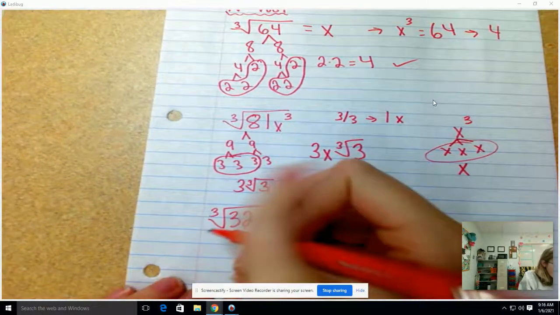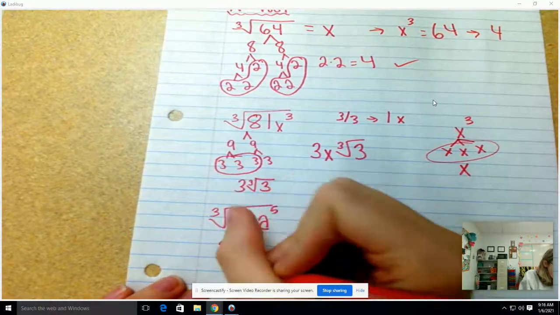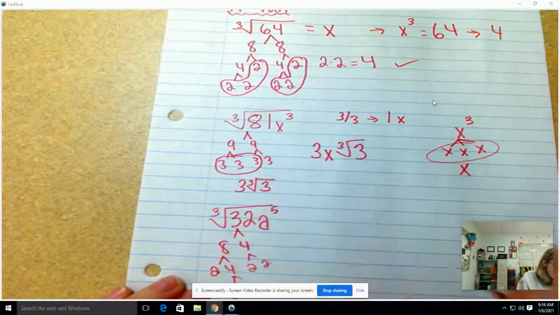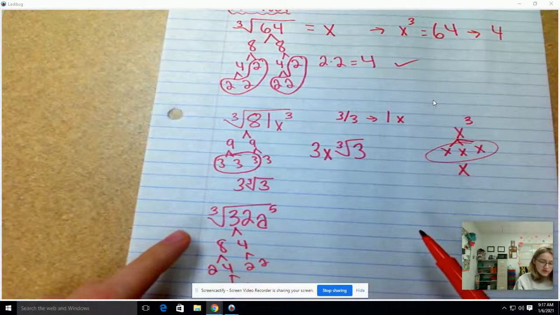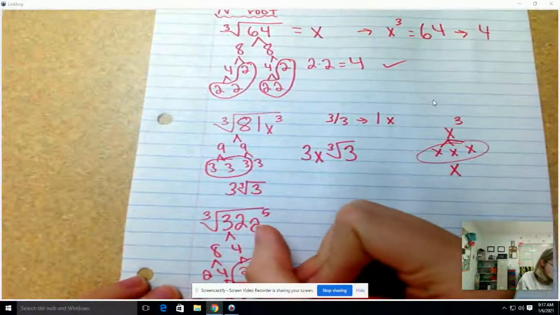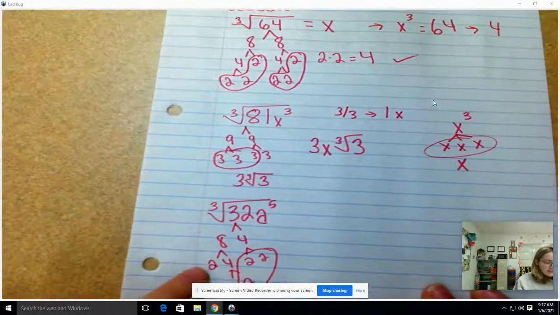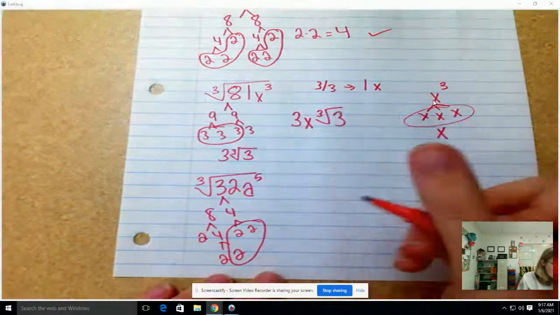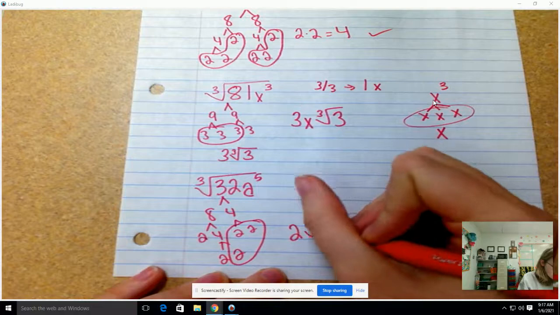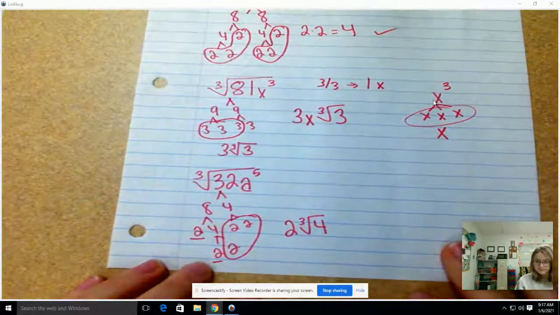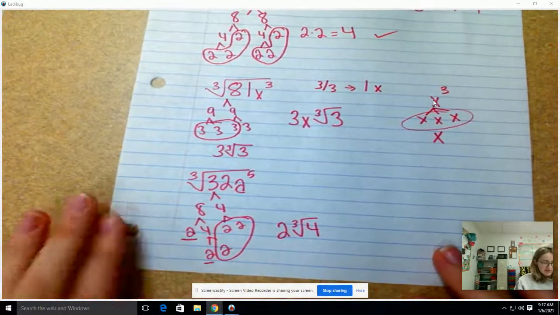Let's start with our 32. That's going to give us 8 and 4, 2 and 4, 2 and 2, 2 and 2. Okay, we are looking for groups of 3. So there's a group of 3, and then whatever is left over goes on the inside multiplied together. So the cubed root of 32 is going to be 2 times the cubed root of 2 times 2, which is going to give me 4.